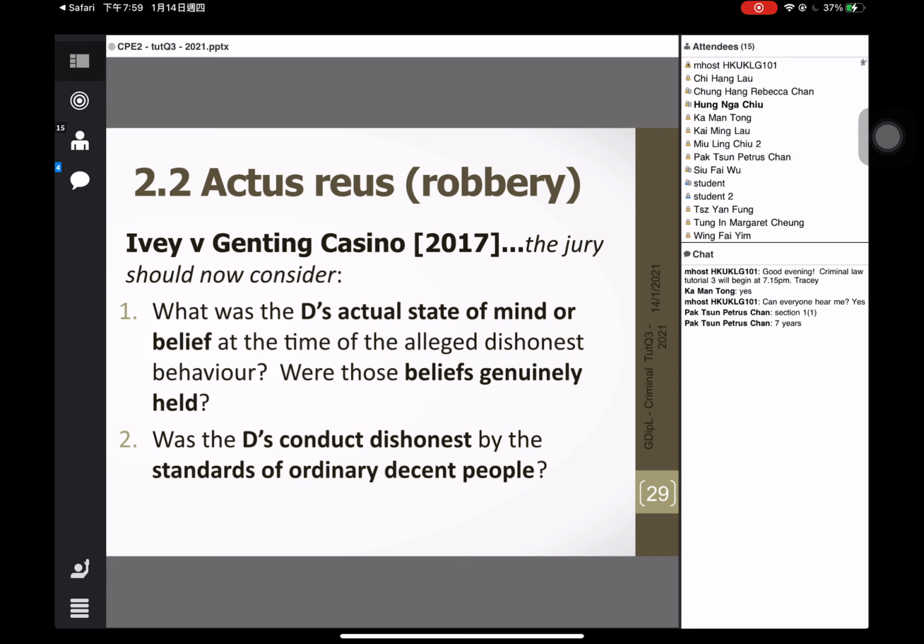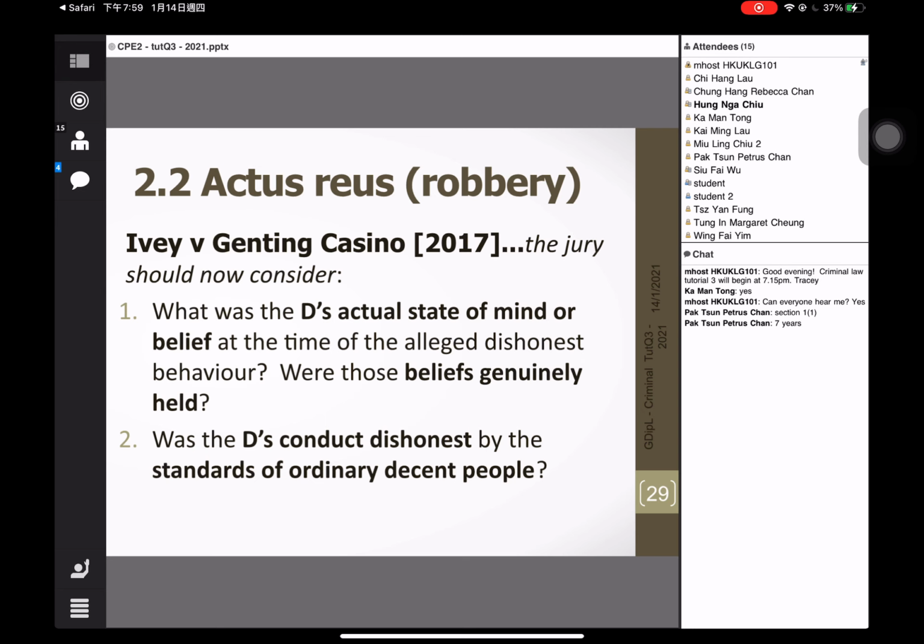And secondly, the key question was, bearing in mind that context or those circumstances which are determined from the defendant's subjective point of view, the second question is an objective question. Was the defendant's conduct dishonest by the standards of ordinary decent people?